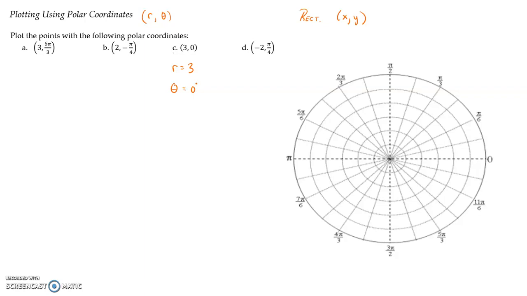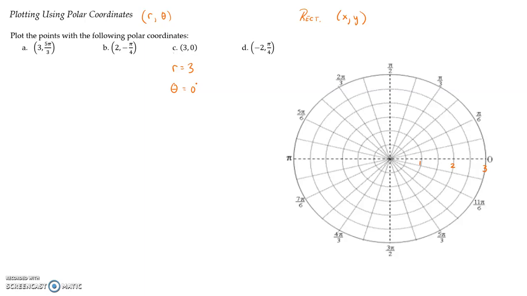Now when you go to plot these, you're going to want to plot your angle measure first, and then you can go ahead and do your radii value. So if I come out here to my grid, I'm going to go ahead and label some units here on my grid, and let me go ahead and let 2 of these circles represent 1 unit for this example.